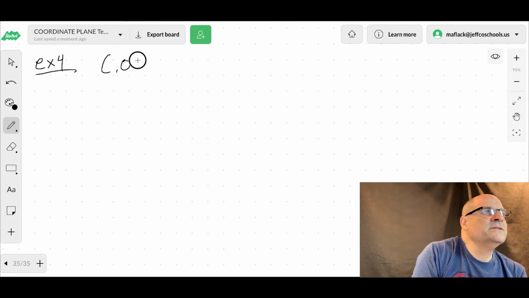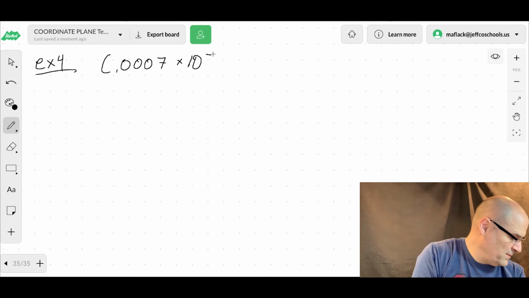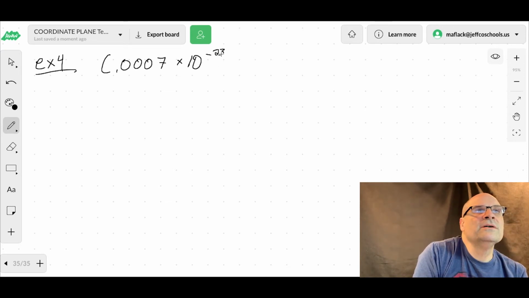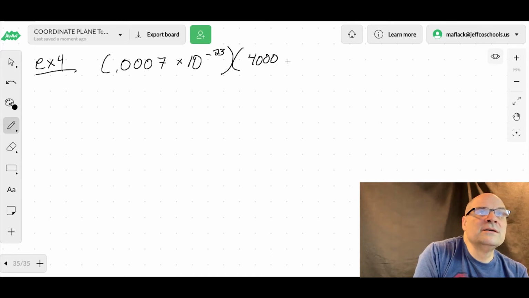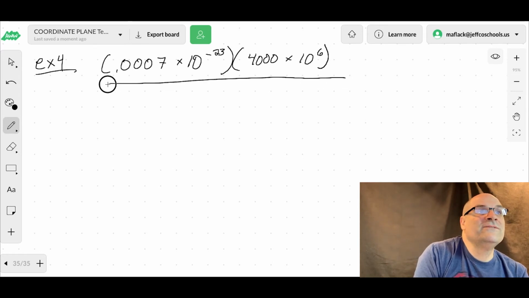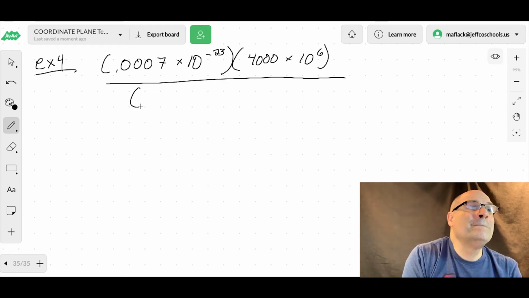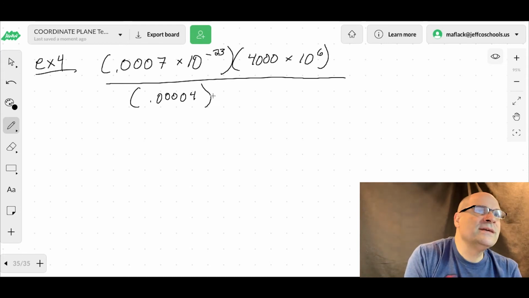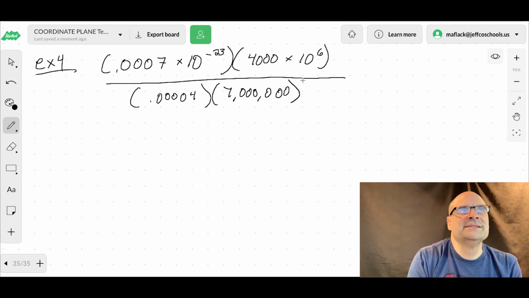So 0.0007 times 10 to the negative 23rd. What? All times 4,000 times 10 to the 6th. All divided by 0.00004 times 7 million. Okay. All right, let's clean it up.